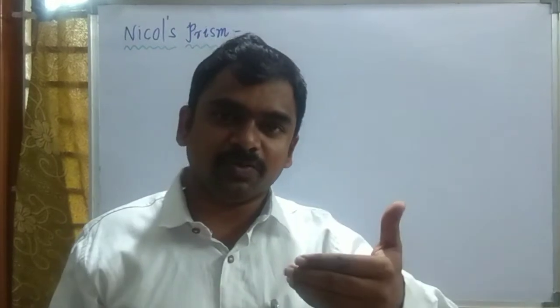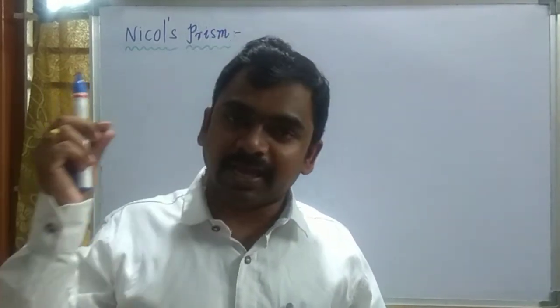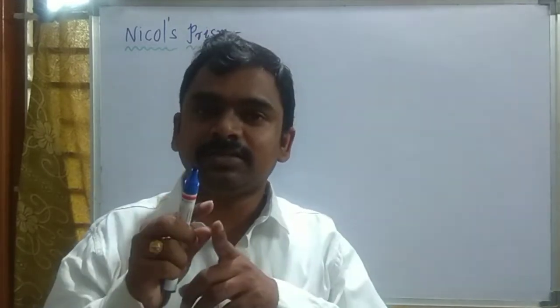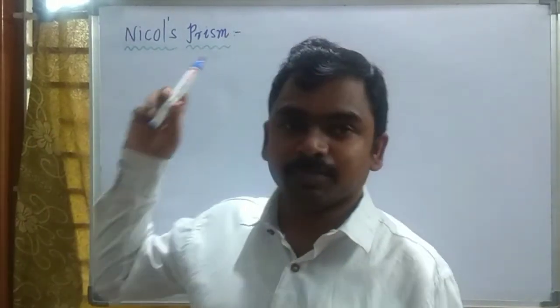When unpolarized light passes through an anisotropic crystal, after refraction it splits into two rays. One ray is called the ordinary ray, and the other is called the extraordinary ray. Even though the angle of incidence is the same, they divide into two rays. By using some device, we eliminate one ray out of the two rays. Why do we have to get the plane polarized light? Okay, now Nicol's prism.